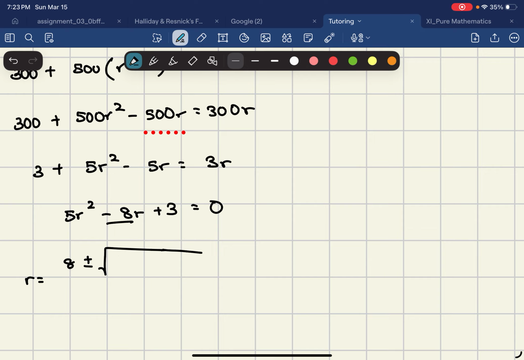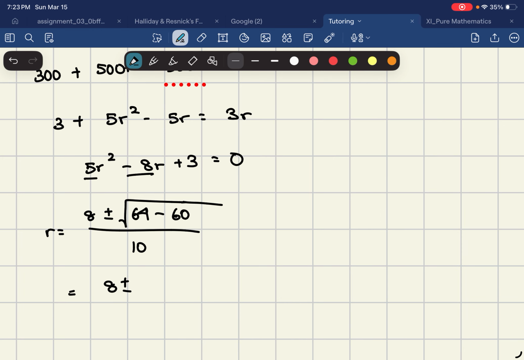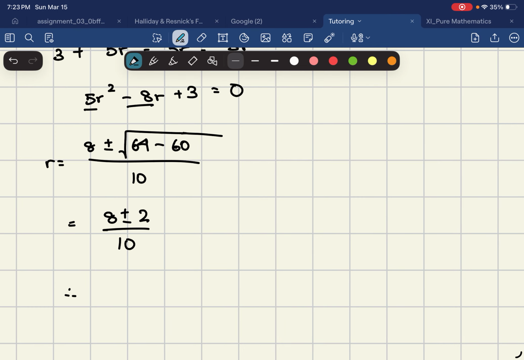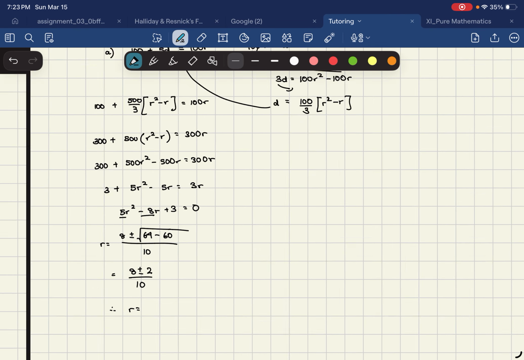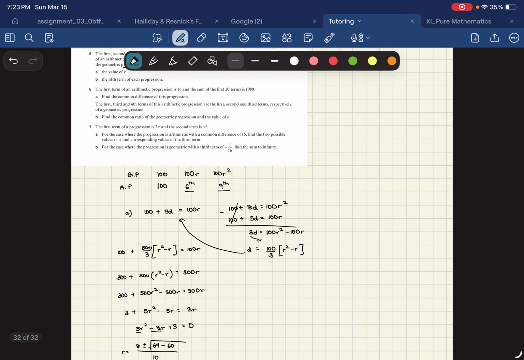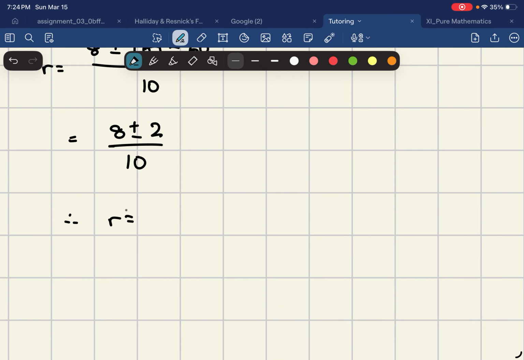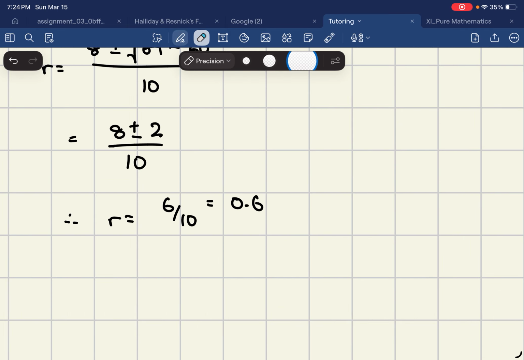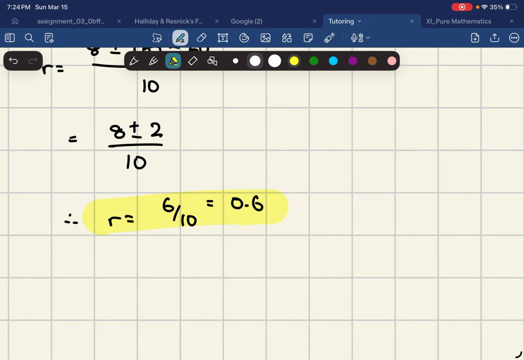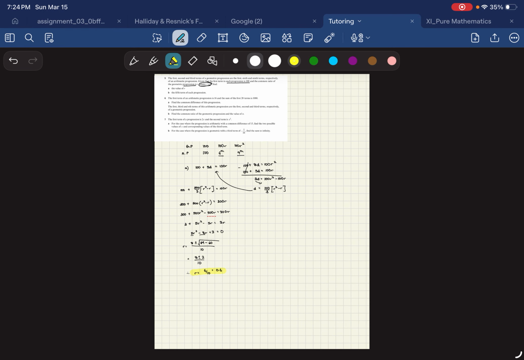b squared, minus 8 squared is 64. Minus 4 times 5 is 20, times 3 is 60. Over 2 times 5, that is 10. So 8 plus or minus the square root of 4, which is just 2, divided by 10. And therefore, it is given r does not equal 1. So 8 plus 2 is 10 by 10 is 1. So we have to take 6 by 10, or 0.6. So you just get both answers and you reject the case where r is equal to 1. So r is equal to 0.6.